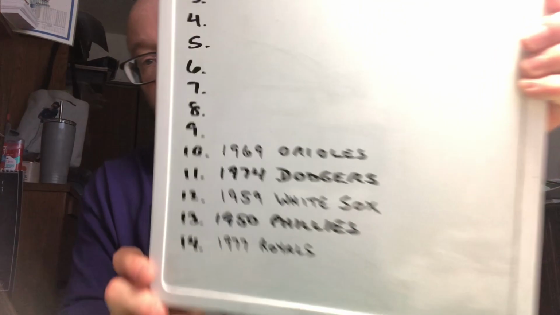Probably statistically the best Orioles team ever, certainly better than the 83 team that won the World Series over the Phillies. All right, the 69 Orioles are team number 10.